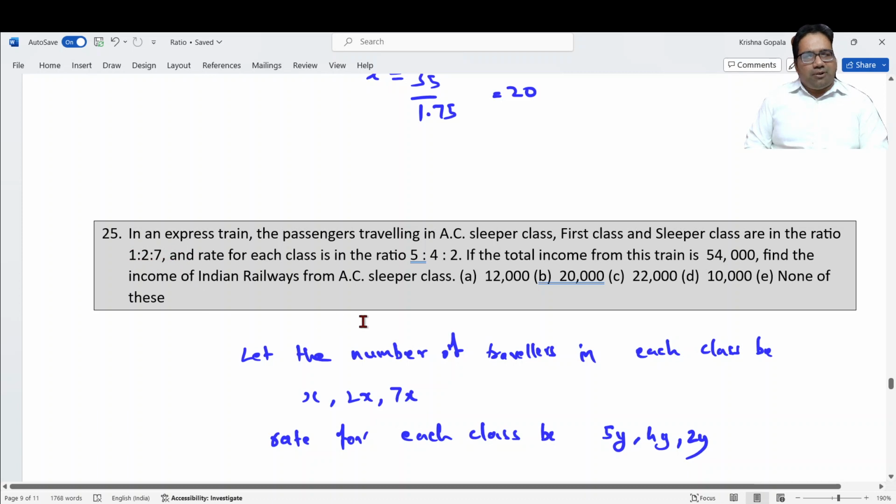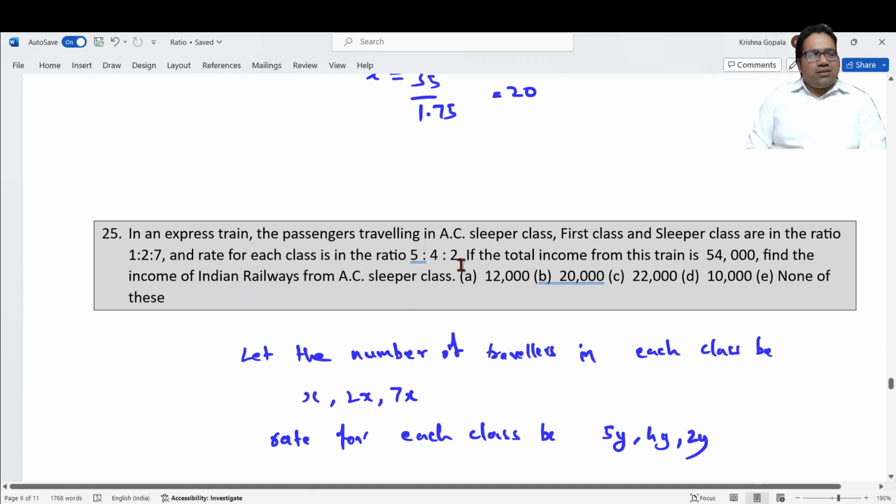Let's assume the number of passengers in this class be x: 1 into x, 2 into x, 7 into x. Because they are in the ratio 1 is to 2 is to 7, we cannot assume the number of passengers are 1 and 2 and 7, right? The number of passengers will be 1 into x, 2 into x, 7 into x. We don't know what that x is. It can be anything. It can be 1000, 2000, 7000. It can be 100, 200, 700, whatever, depending on whatever the x is.